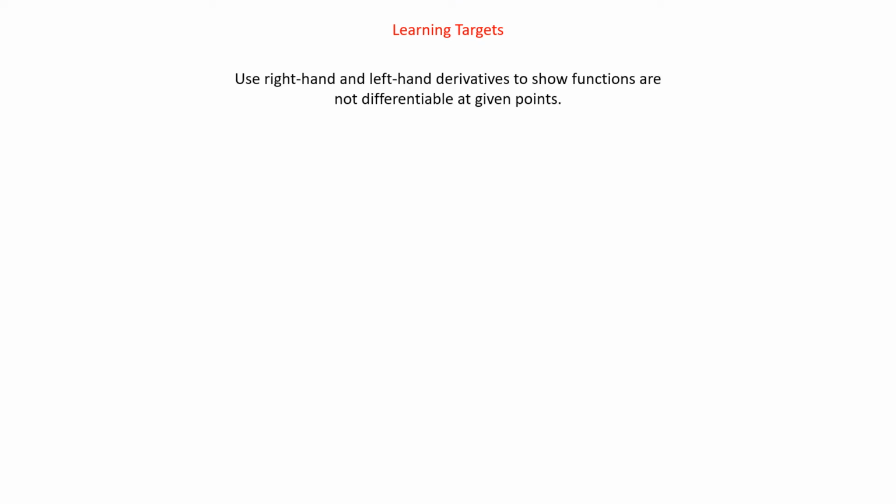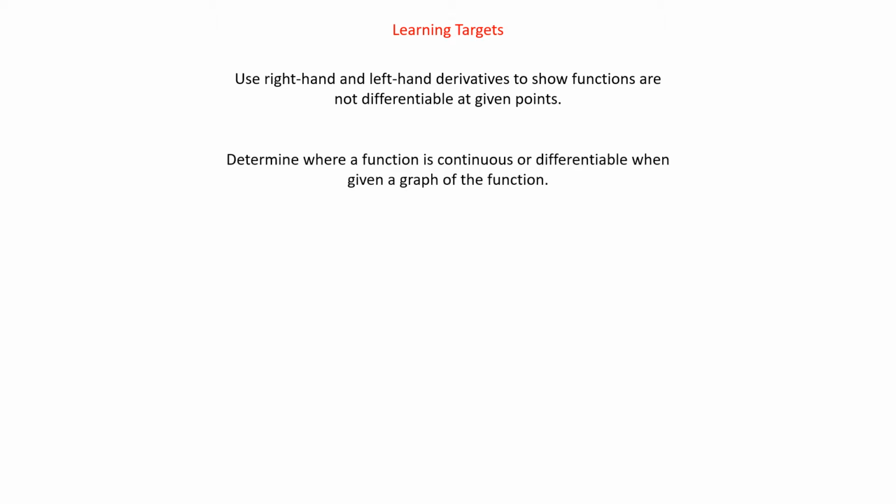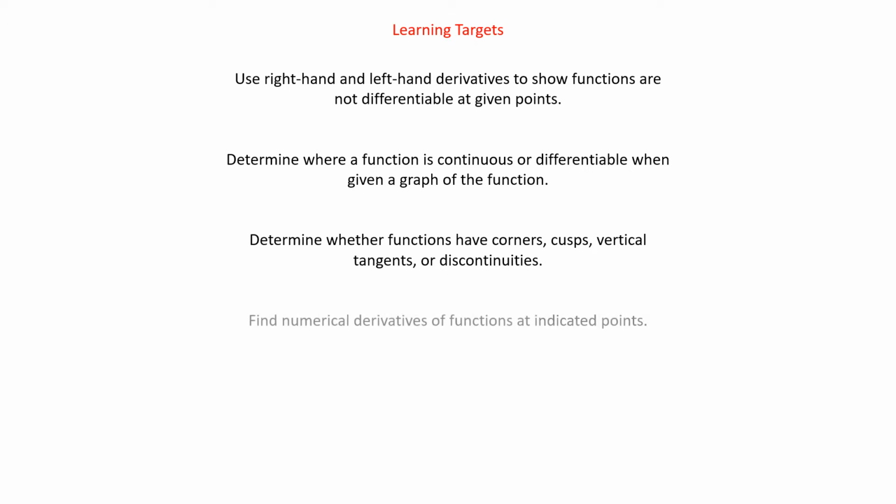Our learning targets: use right-hand and left-handed derivatives to show functions are not differentiable at given points. Determine whether a function is continuous or differentiable when given a graph of a function. Determine whether functions have corners, cusps, vertical tangents, or discontinuities. And find numerical derivatives of functions at indicated points.